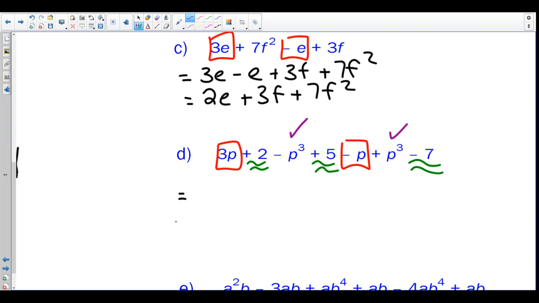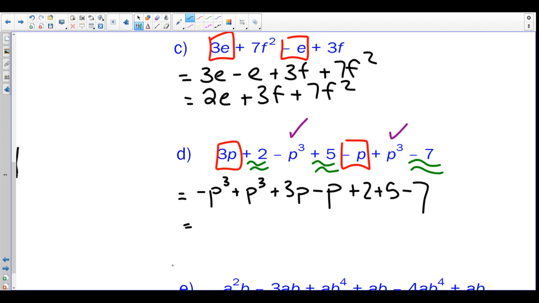So we'll start off with, we should put the stuff with the highest degree first. So we'll put the p cubes first. So that's negative p cubed plus p cubed. Then we'll put the p's next. So that's 3p minus p. And then we'll put the numbers last. So that's plus 2, plus 5, minus 7. And then we'll work out each set of like terms.